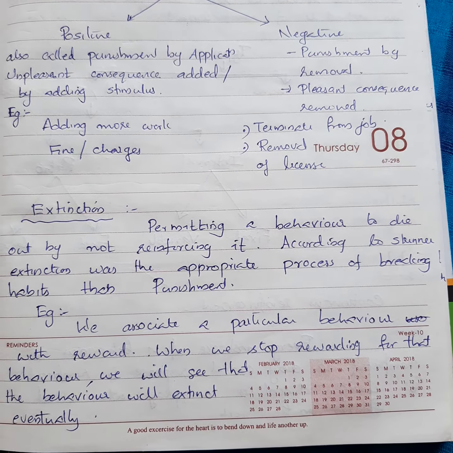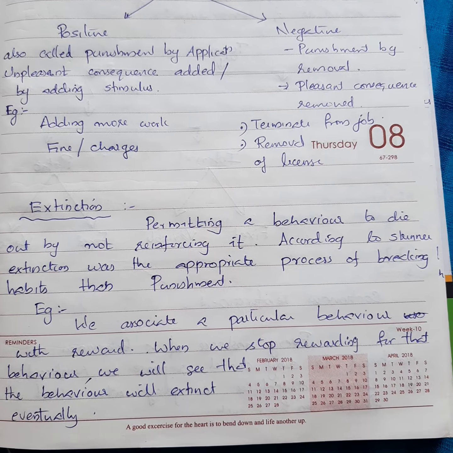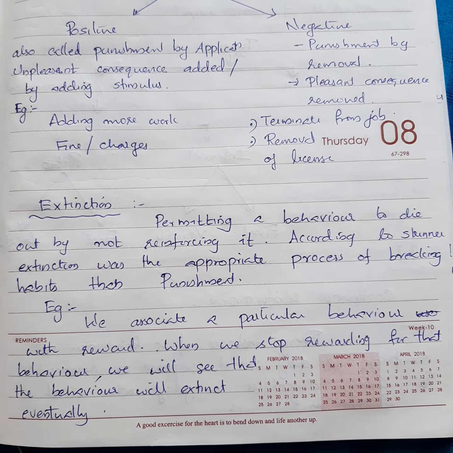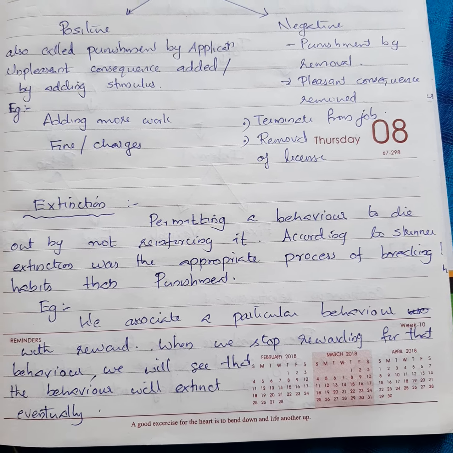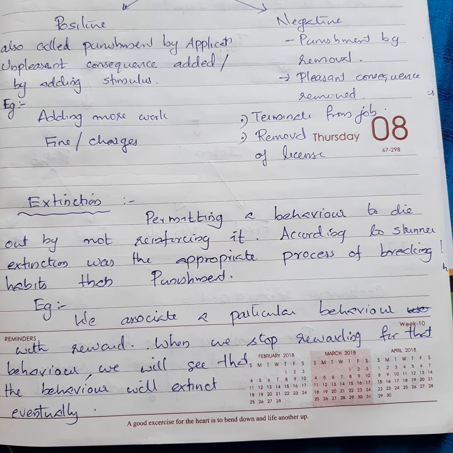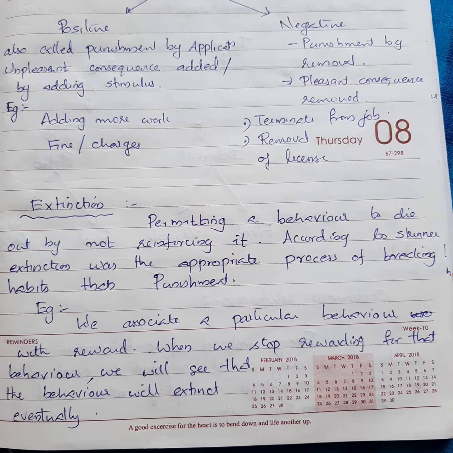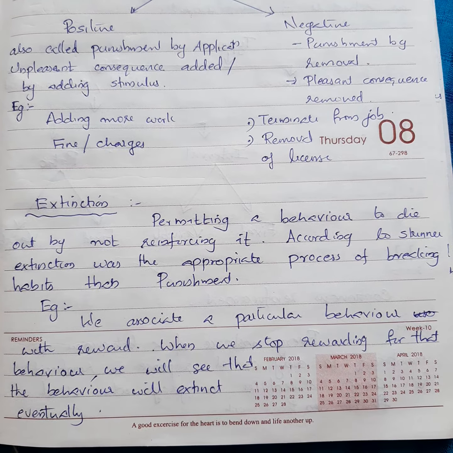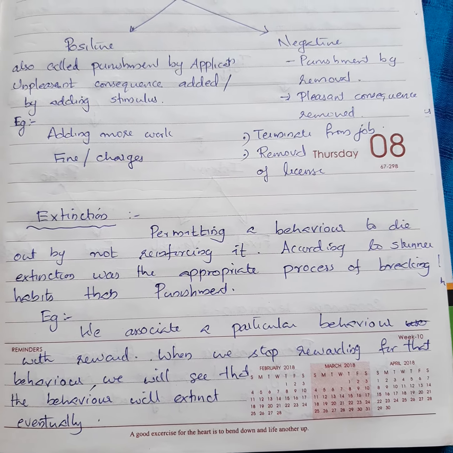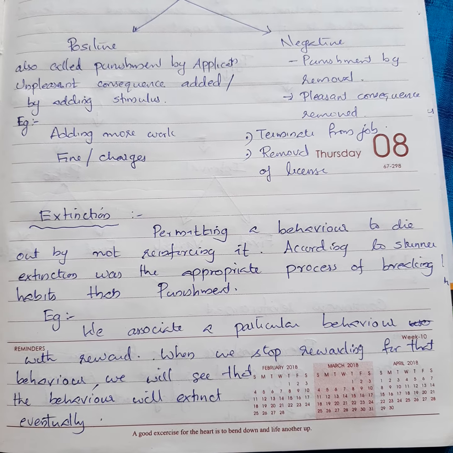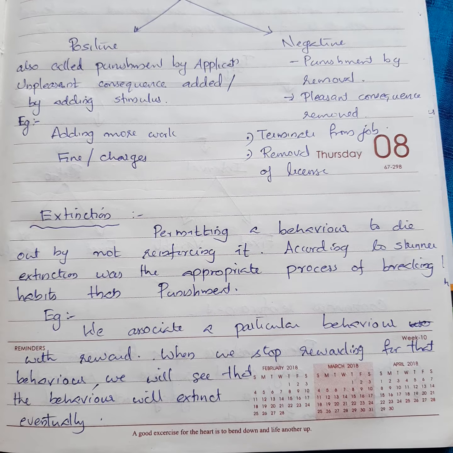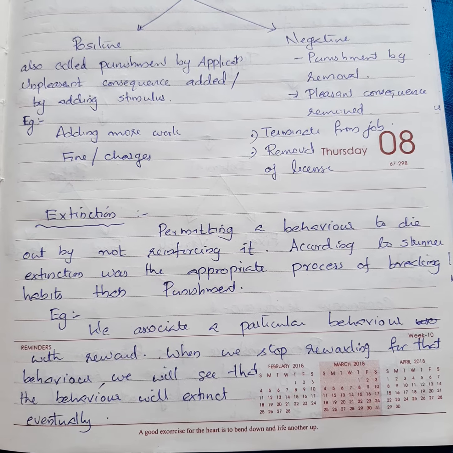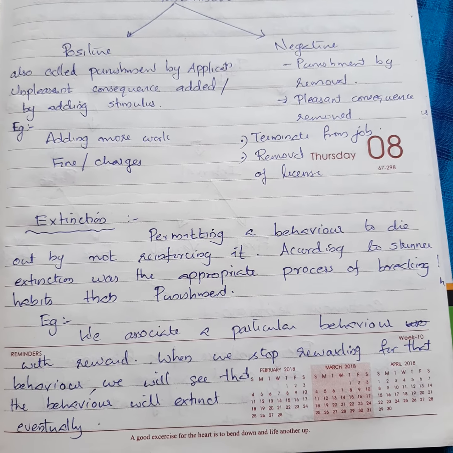Example, we associate a particular behavior with a reward. When we stop rewarding that behavior, we will see that the behavior will become extinct eventually. If we do not provide food for the pigeon for its operant behavior, that behavior will gradually become extinct. So, extinction is better than punishment.